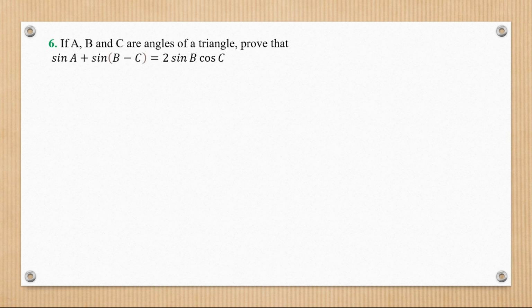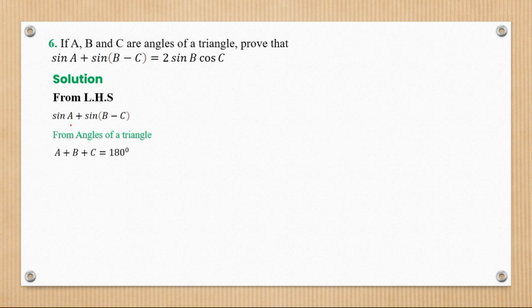If A, B, and C are angles of a triangle, prove that sin A plus sin(B minus C) is equal to 2 sin B cos C. So let's solve this from the left hand side. I think the first step we can already see is we need to find a way of converting this A so that it has a B and C in it. How do you do that? From angles of a triangle, A plus B plus C is equal to 180 degrees. So now A is the same as 180 degrees minus (B plus C). So therefore when we substitute that back, we have that.